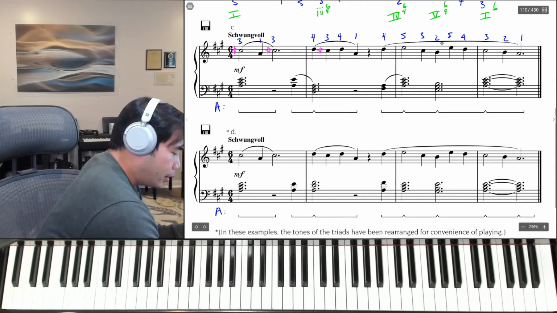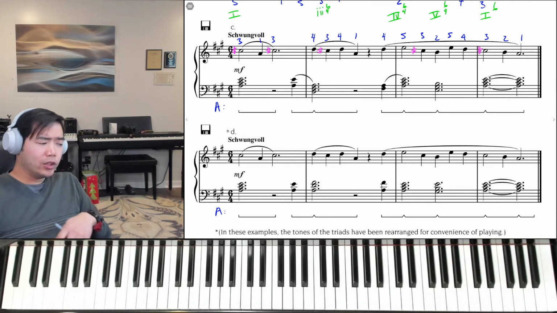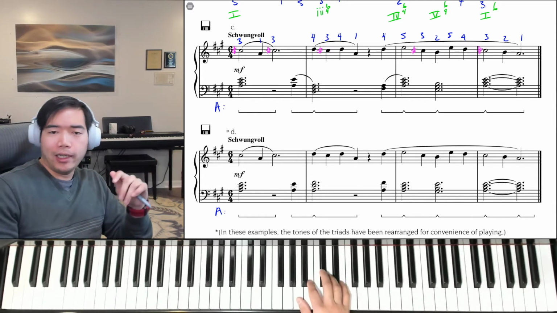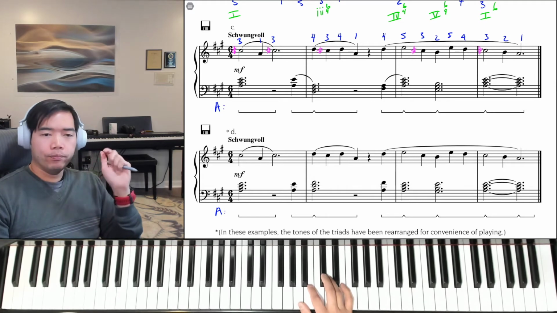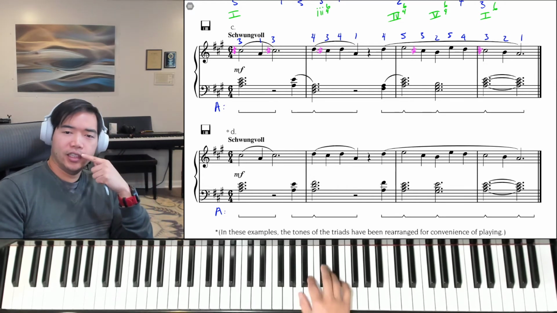Okay, there is nothing wrong about writing in cautionary accidentals. We're in 6/4 time. So we have 1, 2, 3, 4, 5, 6. Let's play the right hand. Here we go. 1, 2, 3, 4, 5, 6.